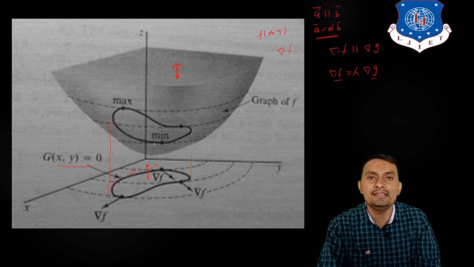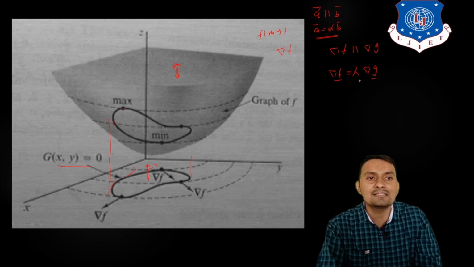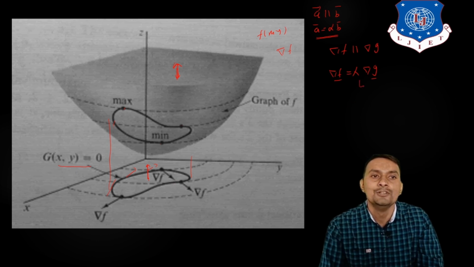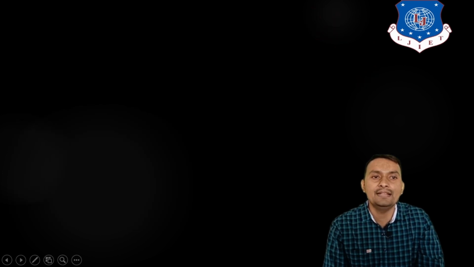So the conclusion is: whenever you have a surface and you want to maximize it in the presence of a constraint, you can determine that. That method is known as the Lagrange multiplier method. The lambda is known as the Lagrange multiplier. So let us understand this method.